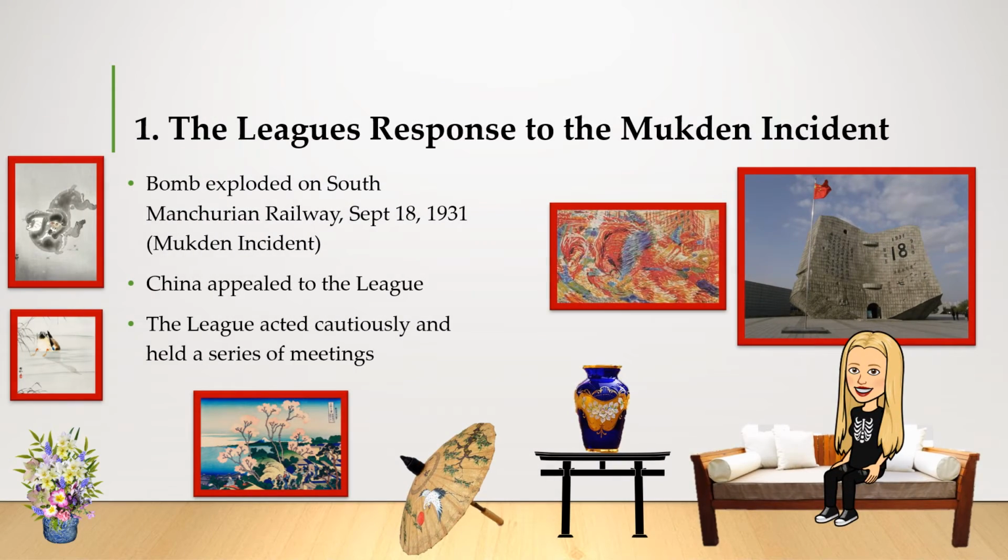Following the Mukden incident, China appealed to the League of Nations. This was an example of one member state attacking another. China hoped to invoke the principle of collective security and thus get action taken against Japan, as set out in Article 16 of the Covenant. However, the League acted cautiously. It held several meetings to discuss what action should be taken. These meetings were attended by the Japanese government, China, and the United States, who, although not a member of the League, was invited to send representatives to the Council.